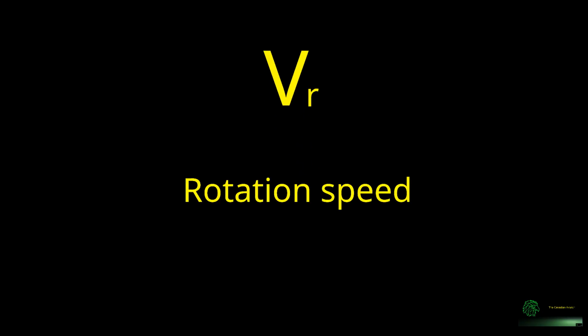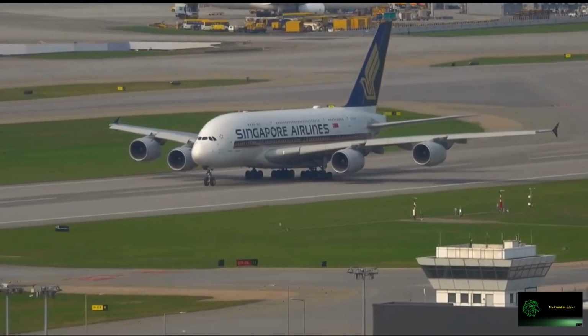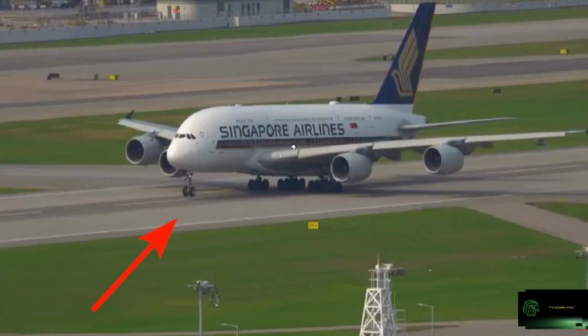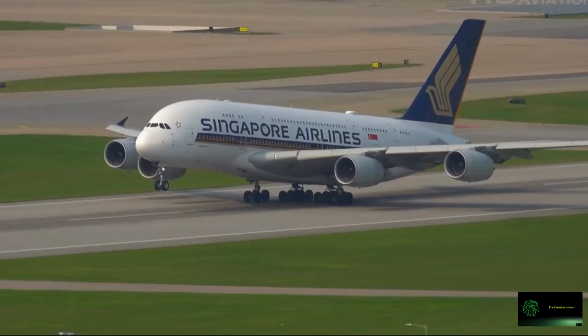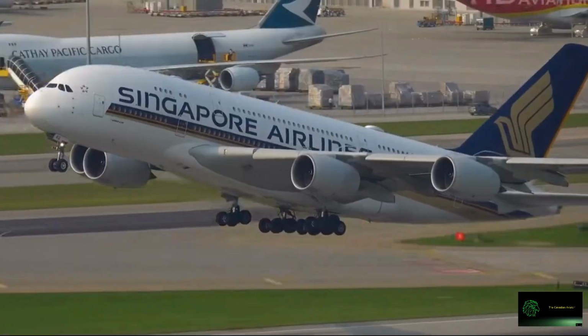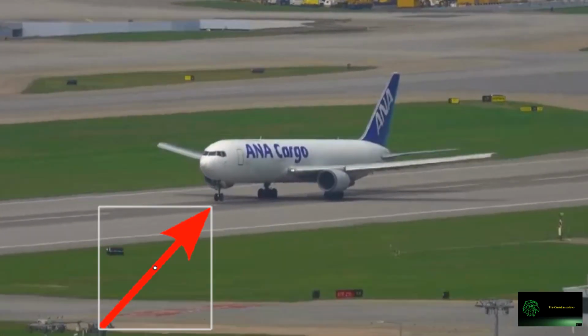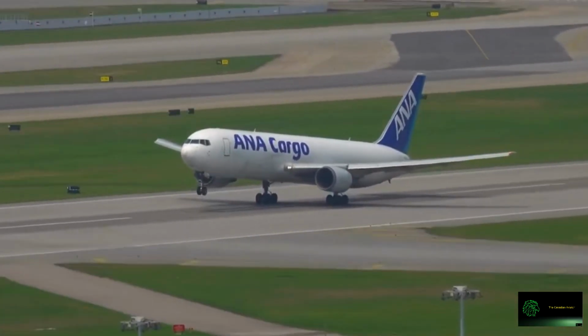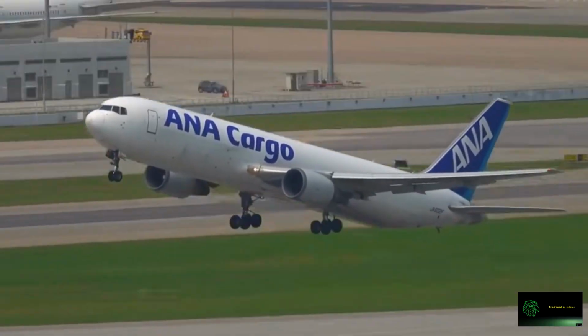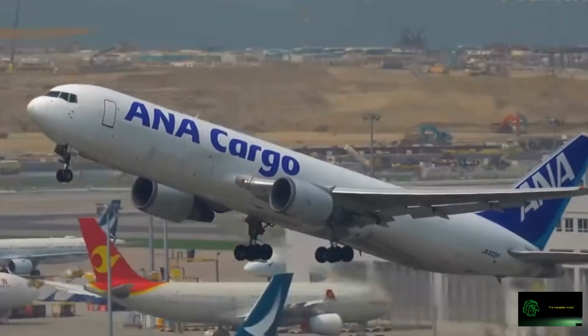VR – Rotation Speed. It's the speed during takeoff at which the pilot begins to lift the aircraft's nose to initiate liftoff. At VR, there is sufficient airflow over the wings to safely increase pitch and allow the aircraft to become airborne shortly after. VR is calculated based on weight, runway conditions, and aircraft configuration. It is not marked on the airspeed indicator. Instead, pilots reference it from the takeoff performance data for each departure.